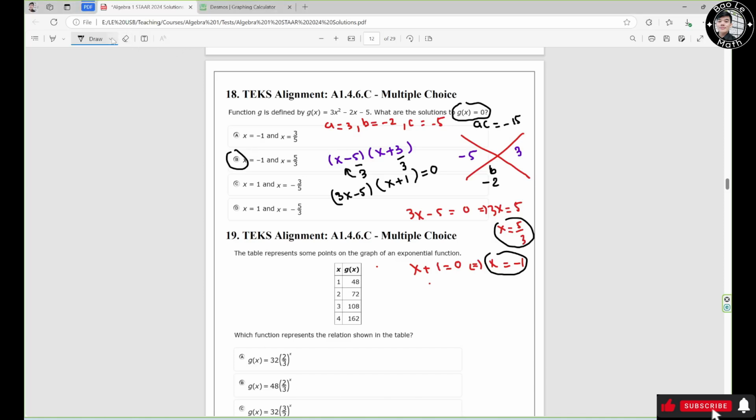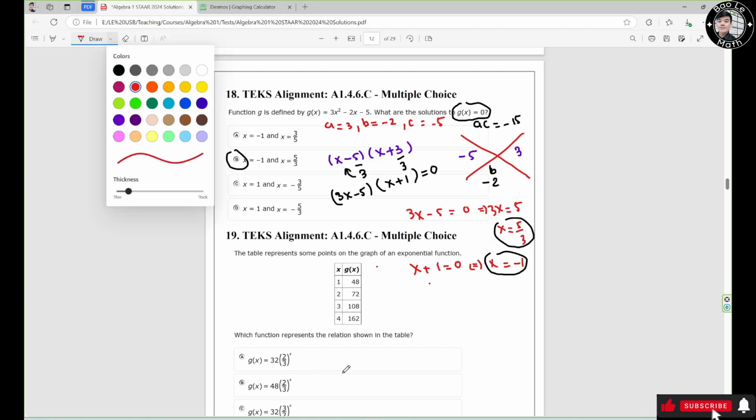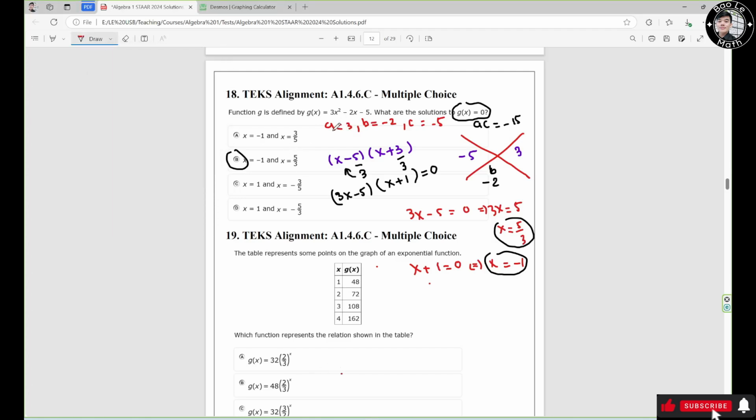Now the second way is faster. Alright, look at this one. Use this trick. If a plus b plus c equals 0, the first solution is s equals 1. The second solution is going to be c over a. So you look at this one right here, a equals 3, b equals negative 2, c equals negative 5. If you add them up, it's not equal to 0, so this case doesn't work for you.